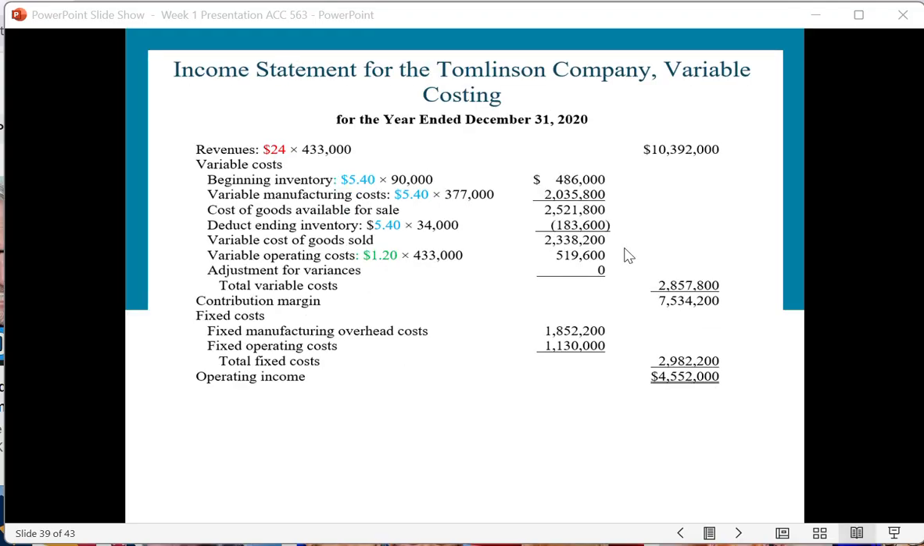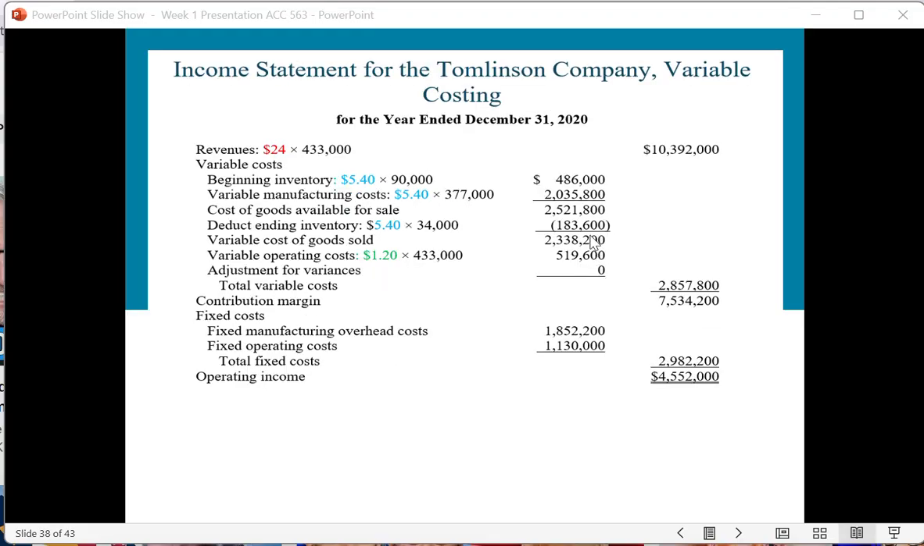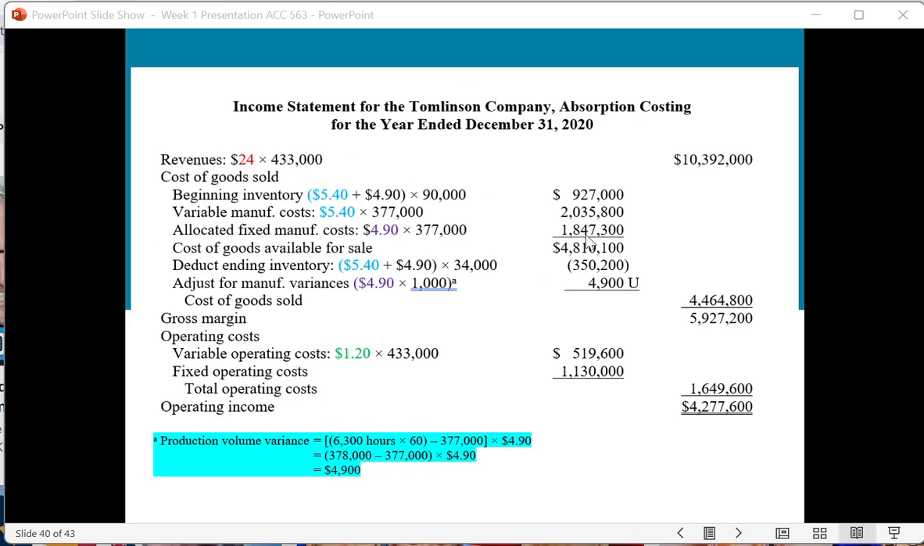Look at that compared to the goods available for sale of 2,500,000. Okay, significantly different because all those fixed costs are up there. We deduct the ending inventory, which is the 34,000. We add the fixed and the variable together, and we get 350,000. See, so our ending inventory is 350,000. Our ending inventory there was 183,000 on the variable costing. So it's a significant difference.